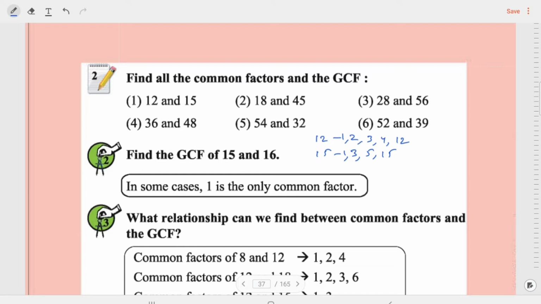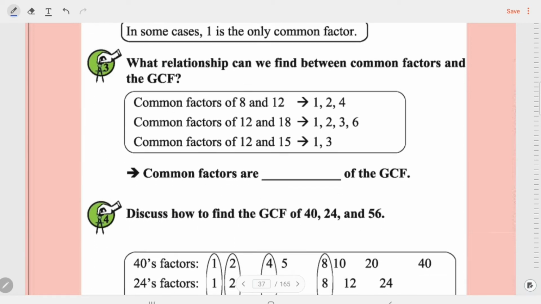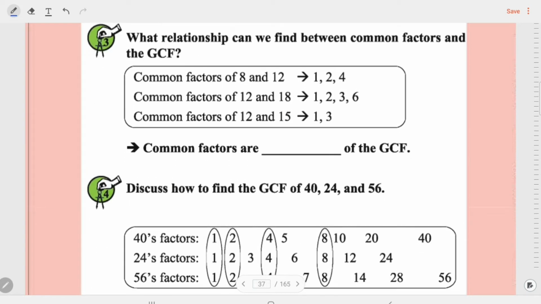What is the greatest common factor? In this case it is 3. GCF is 3. Okay, these are the factors of these two numbers, and among them the greatest factor is 3. Find the GCF of 15 and 16. In some cases 1 is the only common factor. 15, 16. Yes, in that case when they are co-prime, 1 is the only common factor, so GCF is 1.